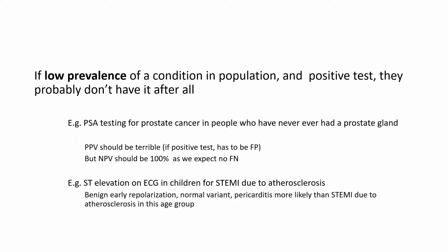Or for example, if you're testing for ST elevation on an ECG for STEMI due to atherosclerosis in children. There's many causes, as you know, for ST elevation, things like benign early repolarization, normal variants, or pericarditis. In the pediatric age group, those are more likely than having a STEMI because of atherosclerosis, because kids generally don't have atherosclerosis to cause STEMIs like adults do, for example. So if you're looking at an ECG in a kid and he has a positive ST elevation, and you call this a STEMI from atherosclerosis, it's most likely a false positive.